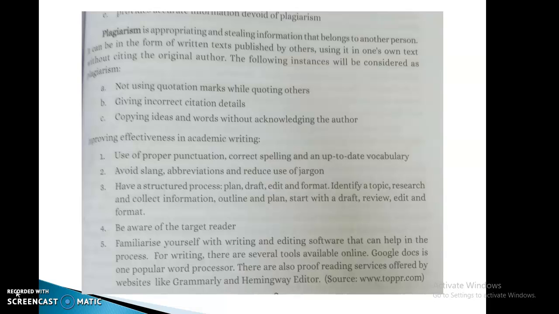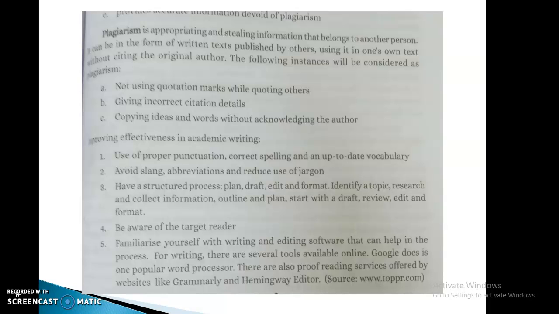Third point is have a structured process: plan, draft, edit and format. Identify a topic, research and collect information, outline and plan. Start with the draft, review, edit and format. So for an academic writing to be effective, there must be a plan.